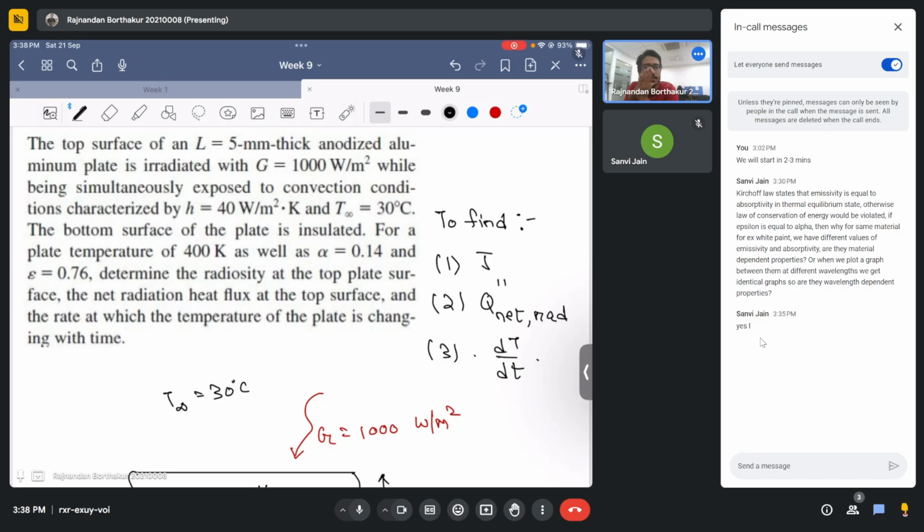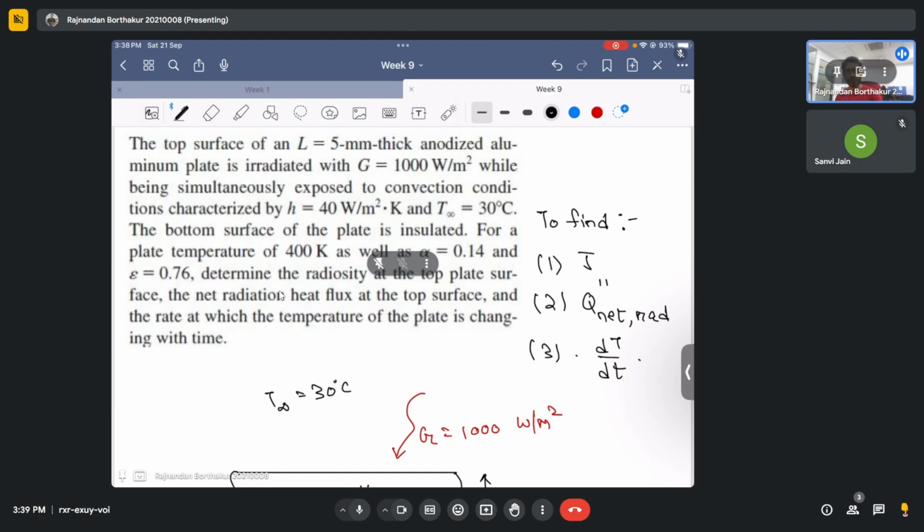Am I clear with this? Is it more clear now? Okay, I think you got what I mean to say. All right, that was a good question, in fact. But we will see more on spectral dependencies, directional dependencies and Kirchhoff's law maybe towards the end of this session or in the next session. But yeah, this is basically how it goes. Thank you for the question.